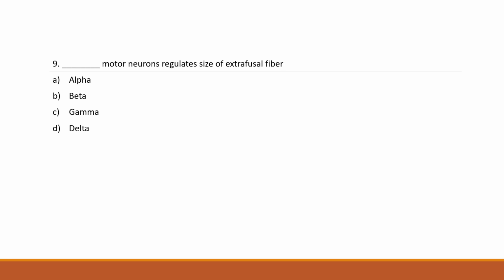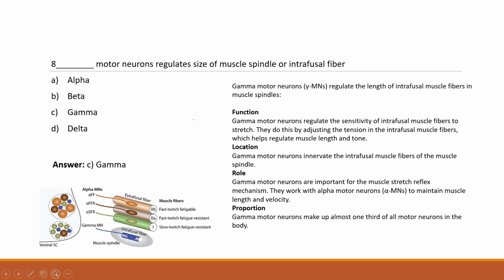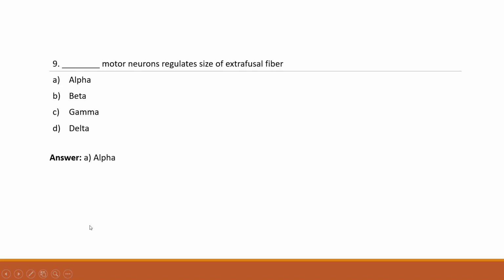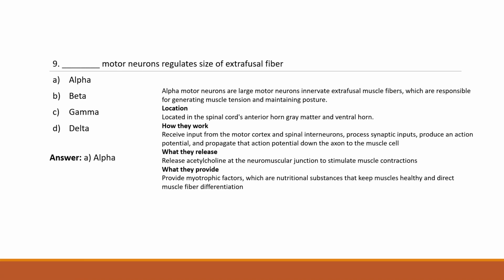So next is, what motor neuron regulates the size of extrafusal? Till now we were talking about intrafusal, now we are talking about extrafusal. So what is the answer for this? It is alpha. Yeah, very good. So in the previous picture I showed you, in your extrafusal you have your alpha motor neurons. So your alpha motor neurons are large motor neurons, and they innervate the extrafusal muscle fibers, which are responsible for generating muscle tension and maintaining postures.